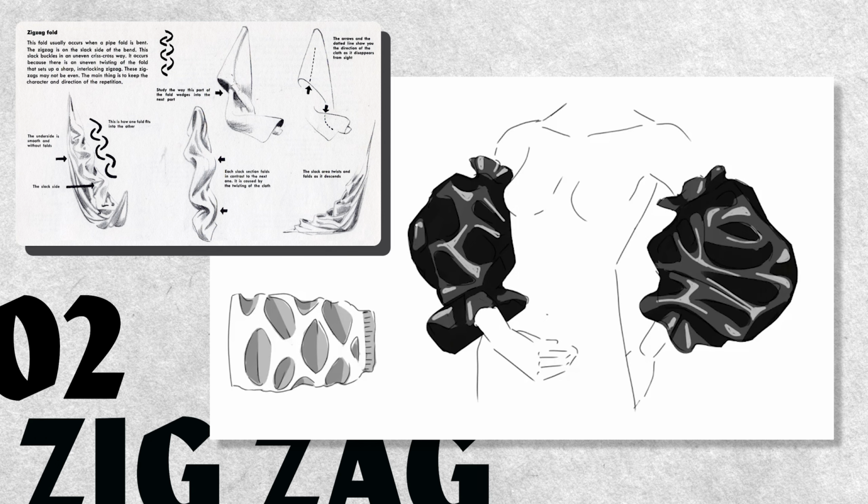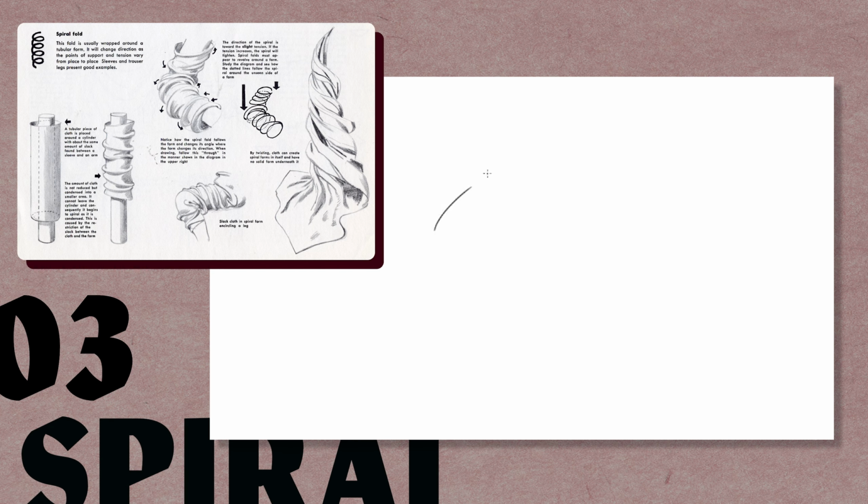Now our third fold is going to be the spiral fold. Spiral folds are great because they kind of tell you the direction the fabric is moving. A spiral fold can either wrap towards you or away from you, and it always wraps around the underlying form of whatever the cloth is on.